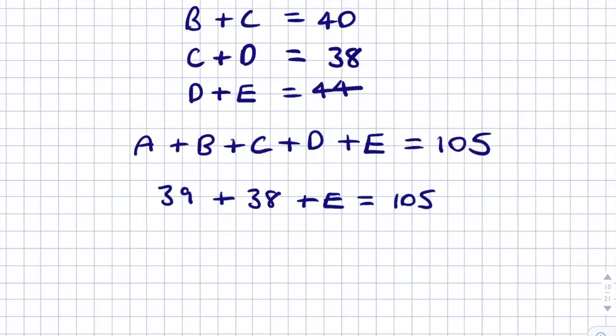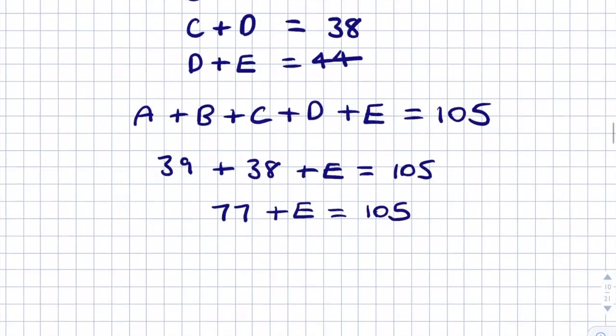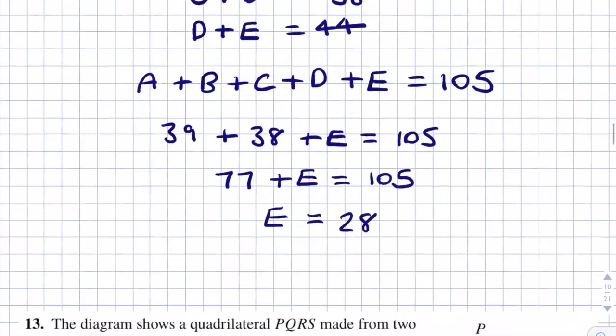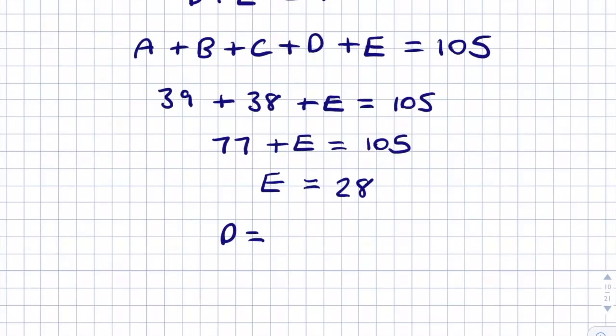So we simplify the left-hand side, 39 plus 38. That gives us 77. Plus Eve's age equals 105. Now we've got to subtract 77 from both sides, and that should give us an answer of 28. So Eve's age is 28. Now if I use the formula D plus E equals 44, I can work out Dan's age. Dan's age is going to be equal to 44 minus Eve's age, which is 28. 44 minus 28 is 16.